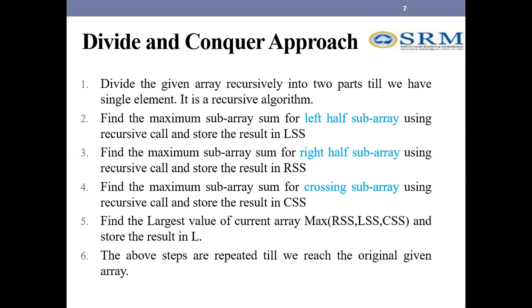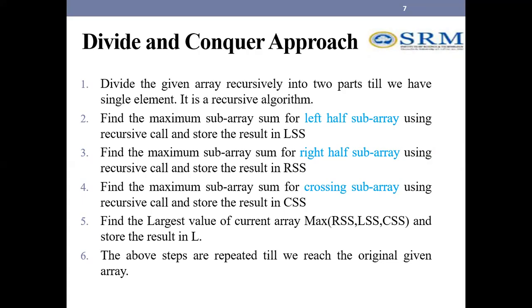Then here we are going for the crossing sub-array. Why are we going for the crossing sub-array? In the second step, we are finding the largest sum sub-array from the left part. The maximum sub-array can be in the left part, or in the right part, or it can lie between left and right. So the sub-array can be anywhere: either left, or right, or in between, including some elements from the left and some elements from the right. So we are finding the cross sub-array also.